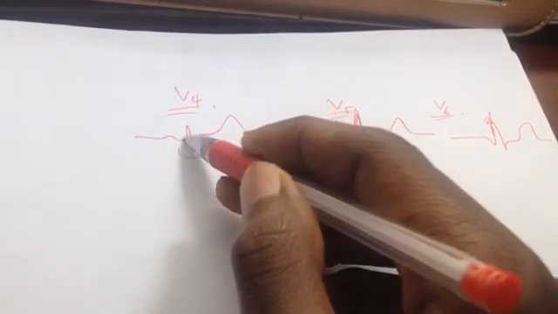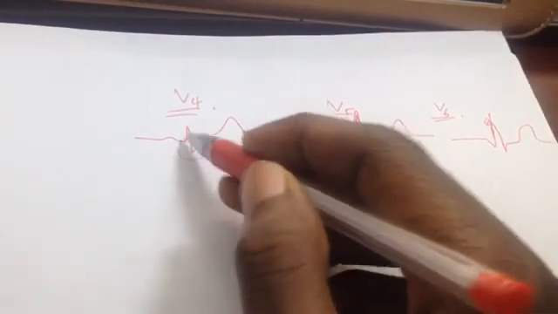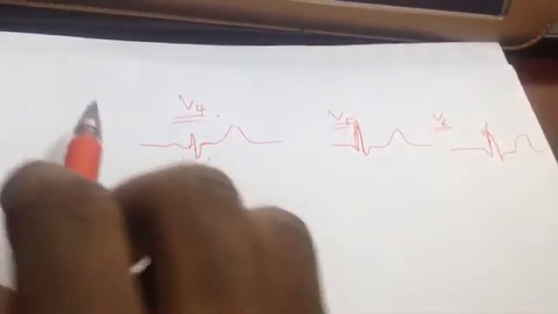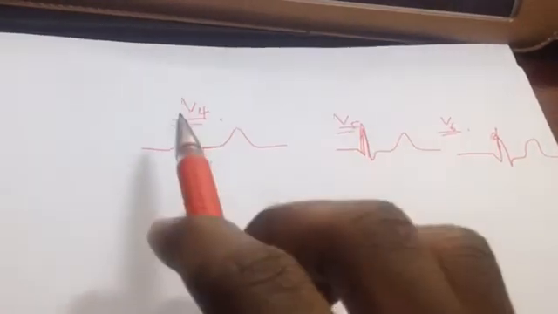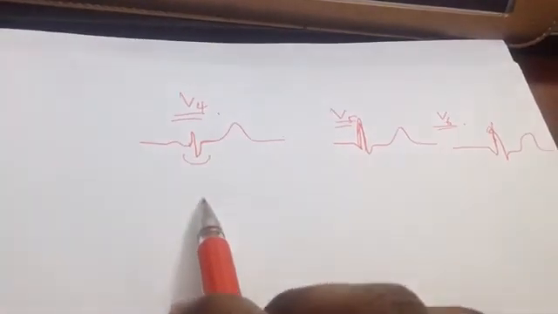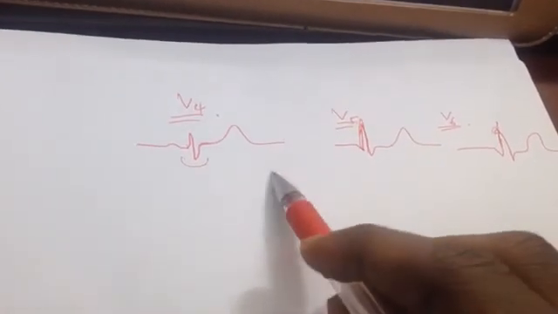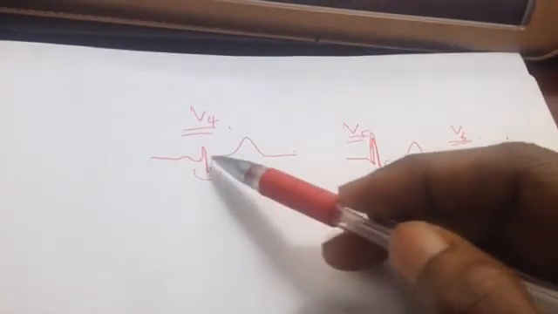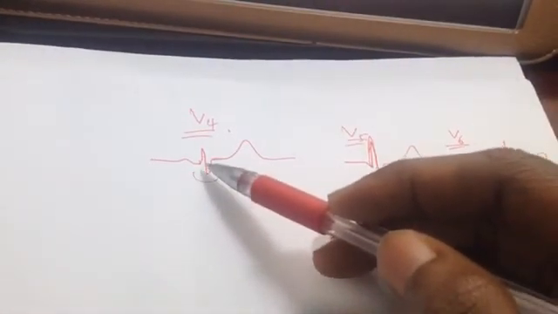So in V4, the R wave and S wave are equal in length, because as we are moving toward this side from V1, the S wave is becoming shorter, V2, V3, so it is reducing in length to the extent that it is going to be the same in length as the R wave, right? So this is called the transition point.